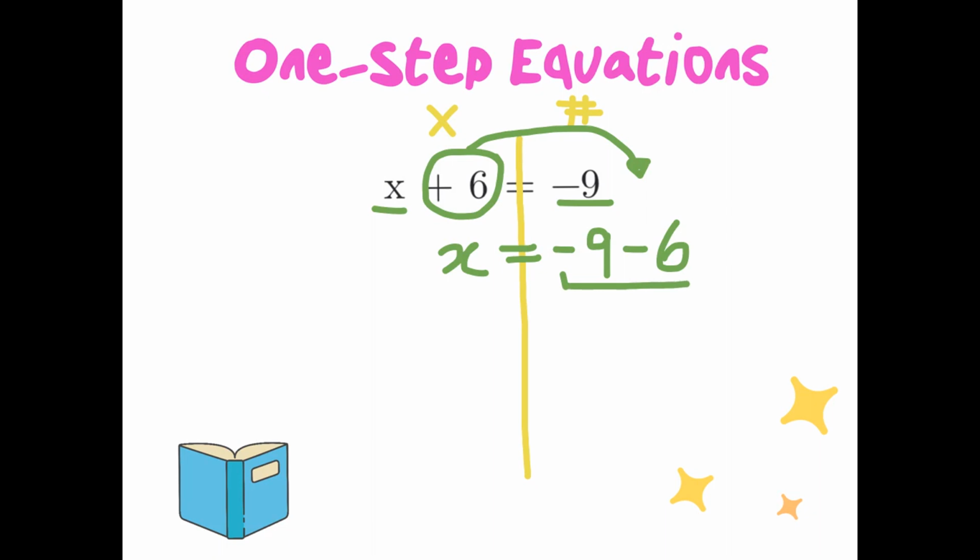And then finally, we just have to add these numbers together. So x is going to be equal to, recall your integer rules. When you have the same sign, you add the numbers and keep the sign. So 9 plus 6 is 15, and the sign that both of them have is a negative, so it's going to be x is equal to negative 15.